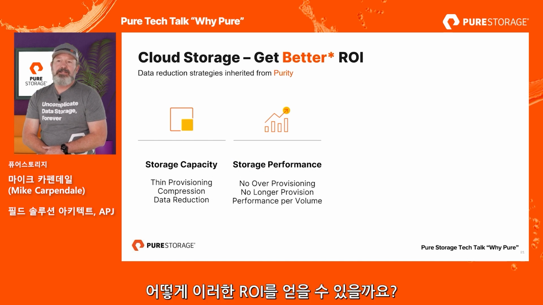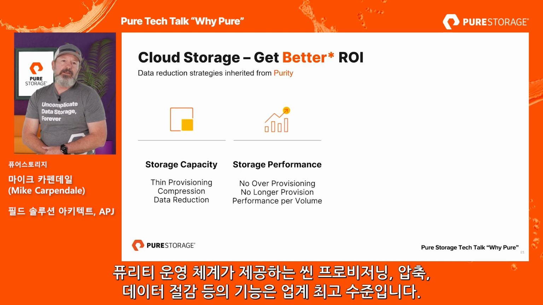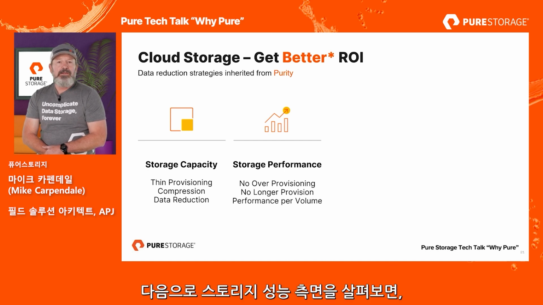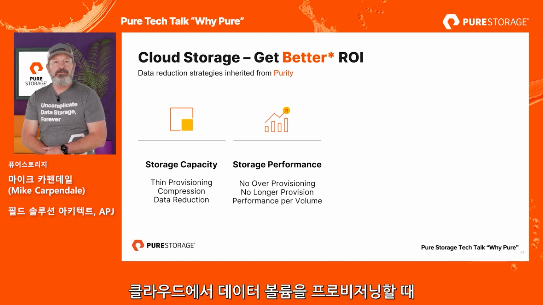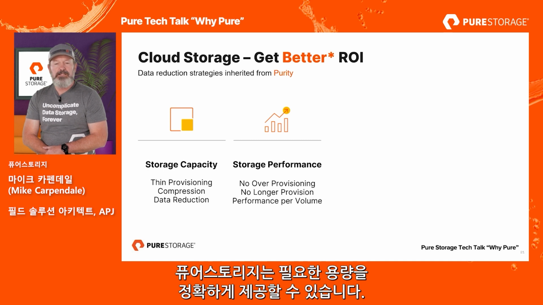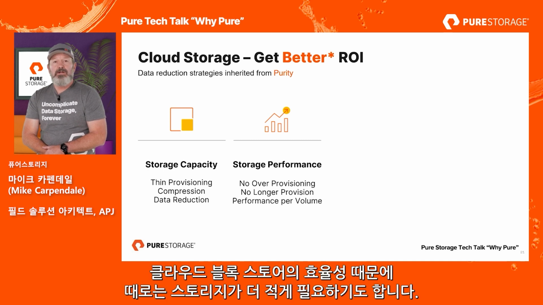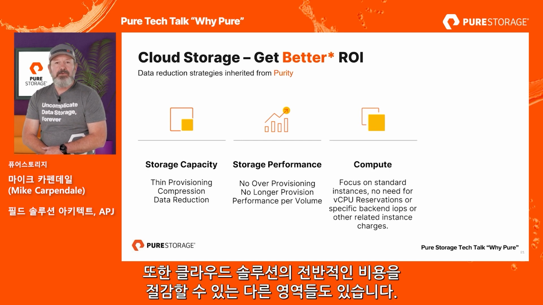So how do we get this ROI? How do we make it better? Well, the first part is around the storage capacity. The thin provisioning, compression, and data reduction capabilities of the Purity operating system are really second to none. Then we look at the storage performance aspect of provisioning the data volumes in the cloud. No longer do we have to over-provision these volumes for performance. We can make them exactly what we need, and sometimes even a little bit smaller because of the efficiencies of Cloud Block Store. There are other areas where we can reduce the overall cost of a cloud solution.